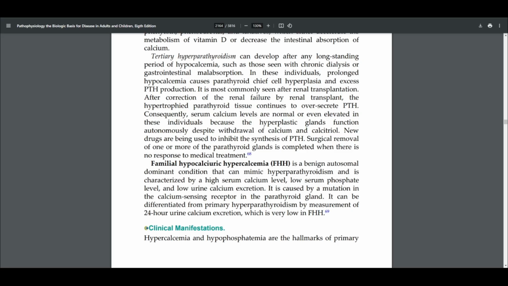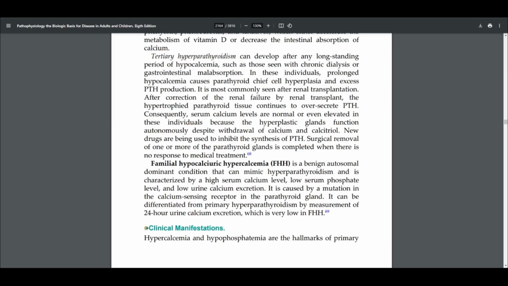After correction of the renal failure by renal transplant, the hypertrophied parathyroid tissue continues to oversecrete PTH. Consequently, serum calcium levels are normal or even elevated in these individuals because the hyperplastic glands function autonomously despite withdrawal of calcium and calcitriol. New drugs are being used to inhibit the synthesis of PTH. The surgical removal of one or more of the parathyroid glands is completed when there is no response to medical treatment.